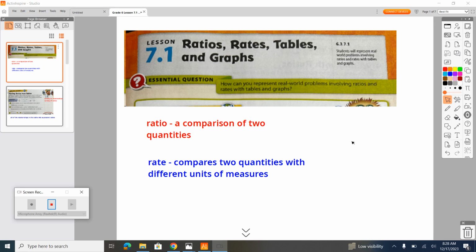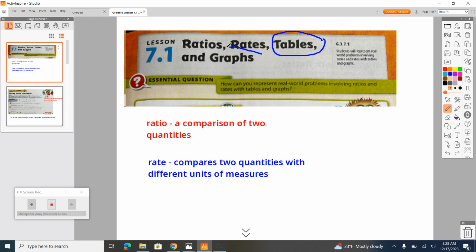Today we're on Lesson 7.1, Ratios, Rates, Tables, and Graphs. You should know or remember that a ratio is a comparison of two quantities. A rate compares two quantities with different units of measure. We're going to be talking about these relationships today as represented in tables and graphs.